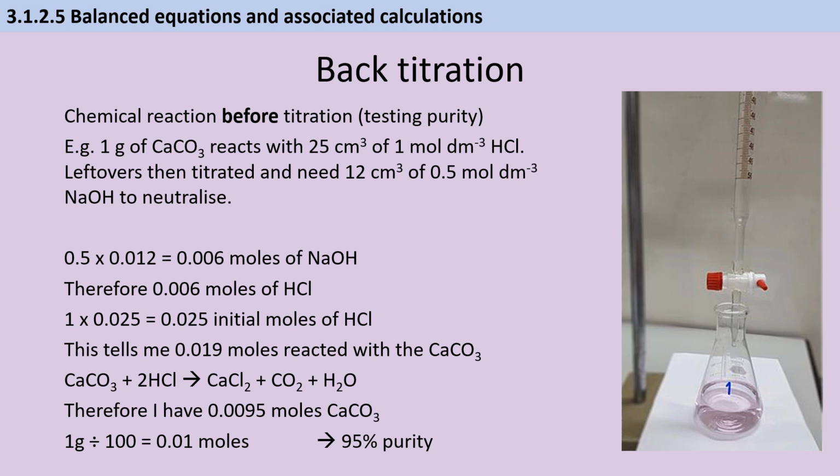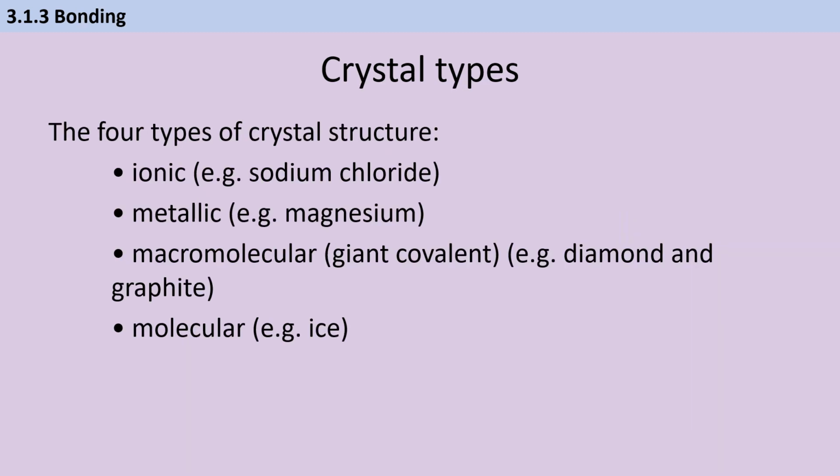The difference between those two numbers tells me how much acid has been used up in the initial reaction with the calcium carbonate. In the bonding topic, we discuss 4 types of crystal structure, which is the overall structure of the substance. Is it ionic like sodium chloride, metallic like magnesium, macromolecular, which you would have called giant covalent at GCSE, like diamond and graphite, or is it a simple molecular substance like ice?